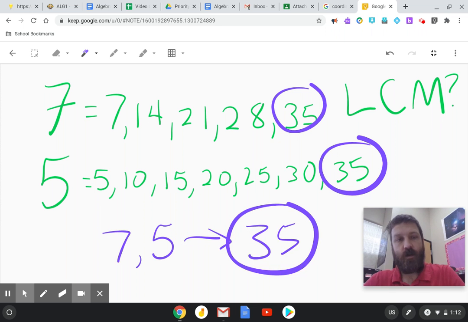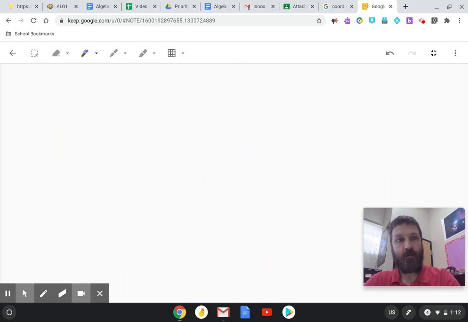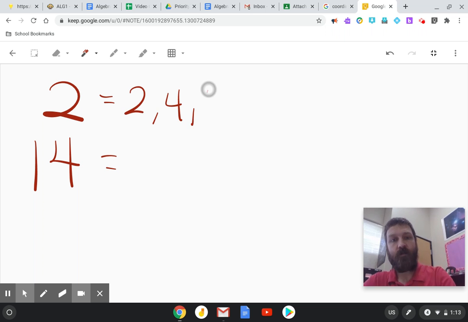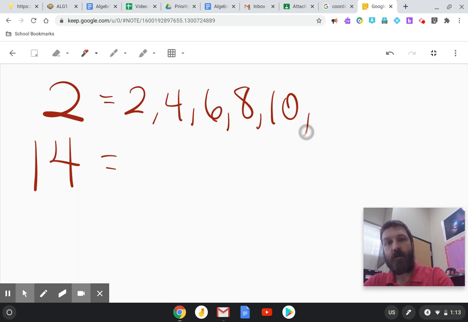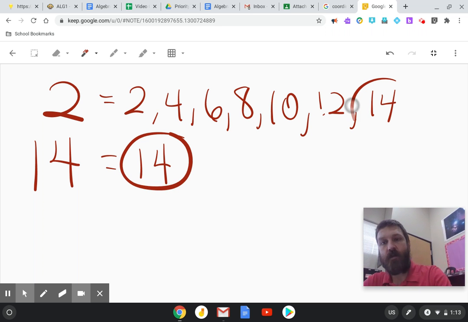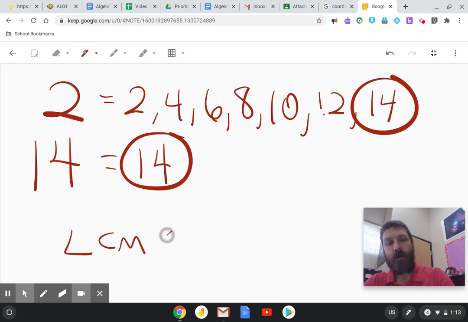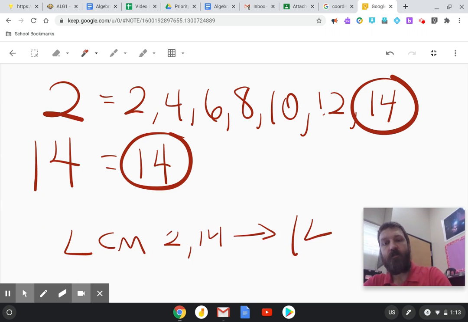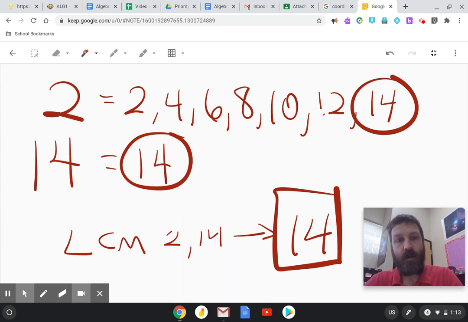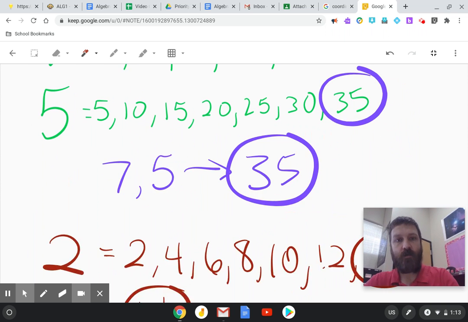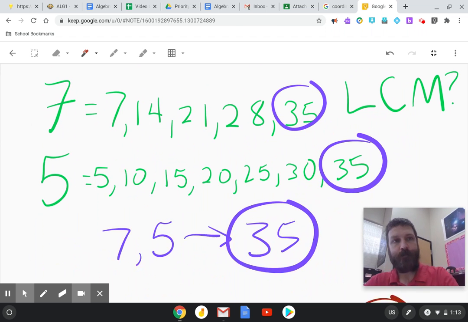So that's really what you have to do for any of these problems that you're looking at. And it could include the number itself. So what I mean by that is if I had the numbers 2 and 14, 2 is 2, 4, 6, 8, 10, 12, and 14. And obviously 14, the first one is 14. So the least common multiple of 2 and 14 is 14. So that can totally happen. So you have to just make sure you're aware of that. But generally speaking, it's going to look like this first example.